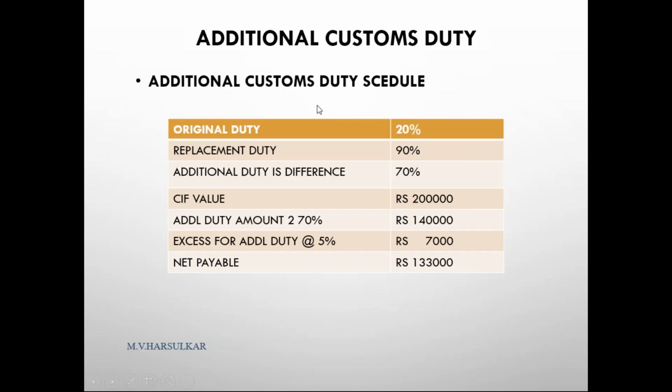Now come to additional custom duty. Original duty 20%, replacement duty is 90%, additional duty, this difference is 70%. CIF value 2 lakhs, additional duty at 70%, 1,40,000, excess 5% of this 1,40,000 is 7,000. So net payable 1,33,000. So 1,33,000 will be payable as additional custom duty. Basic claim 0.